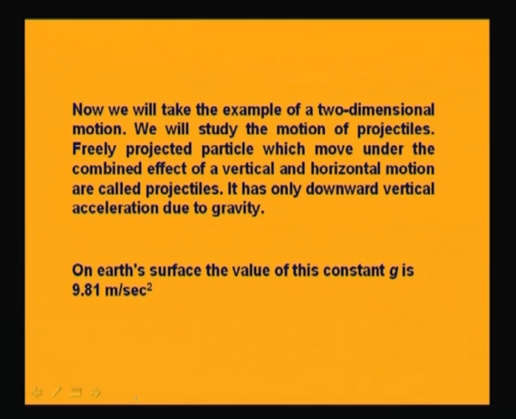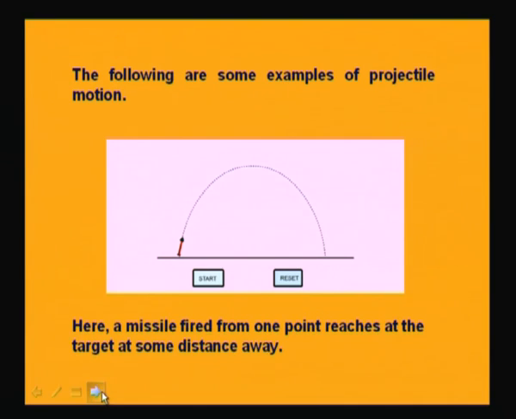It has only downward vertical acceleration due to gravity. On Earth's surface, the value of this gravitational acceleration is 9.81 meter per second square. So, the motion of the projectile on the Earth's surface is of great interest. This finds application in defense and in space applications. Now, following are some examples of projectile motion.